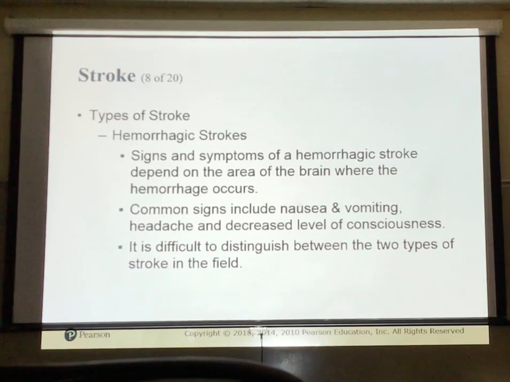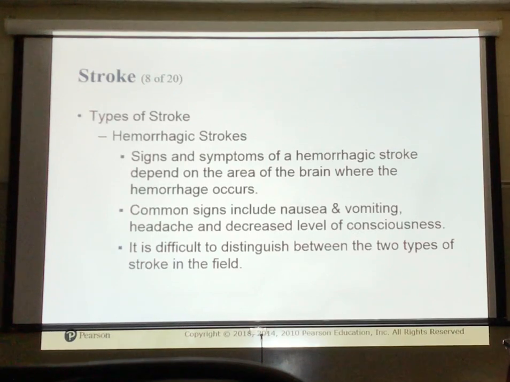Your role is going to be to provide supportive care to the patient by managing any immediate life threats and by collecting the most accurate information possible to report to your emergency department or wherever you're taking them. Your purpose in collecting the information isn't to distinguish between the types of strokes, but to report it accurately to the emergency department and staff.